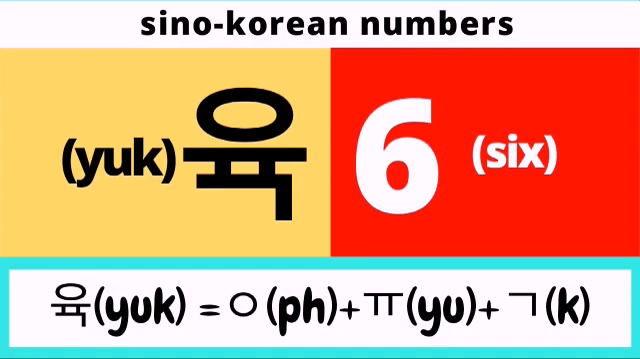How do we spell Yuk in Hangul? Let's start with drawing a placeholder iyong, followed by the yu character, followed by a gyuk character. And then we just have to combine all these three to form the Hangul of the word yuk, which is number 6.